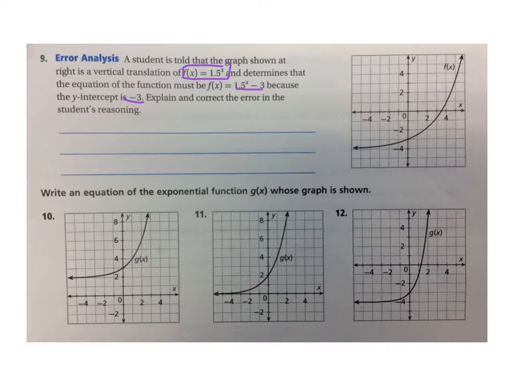Well, remember what we talked about today. If you have f of x equals 1.5 to the power of x, if you plug in a 0 for x, anything to the 0 power is 1. So if you plug in a 0 for x, that's going to make that 1. So the y-intercept would be 1. So that should be right there. Now, if we have a vertical translation, that means it went down 3. So 1, 2, 3. This is actually where it should cross.